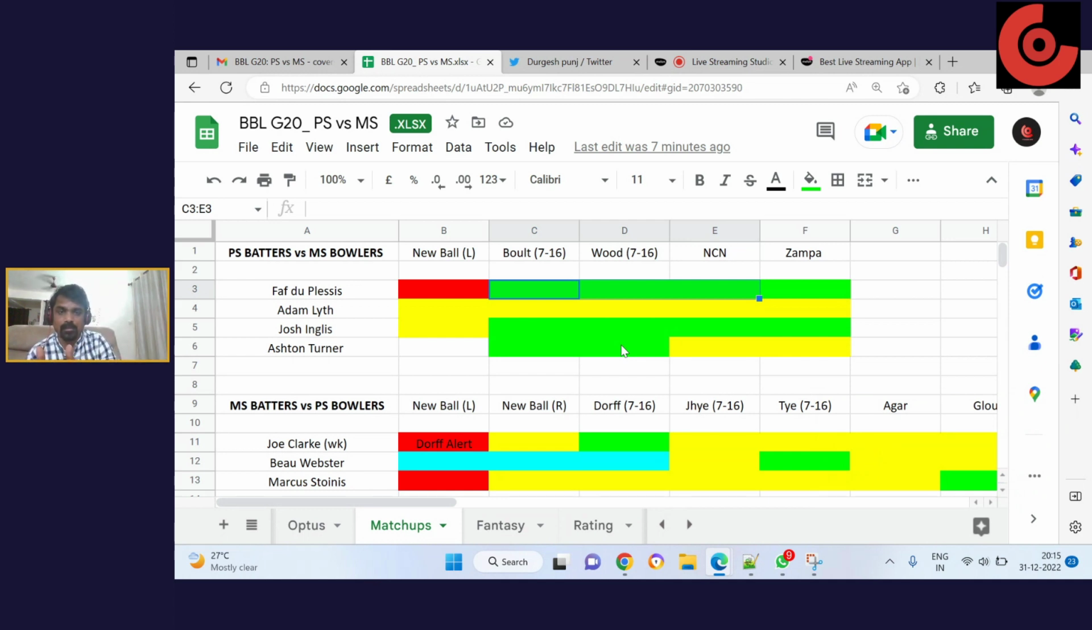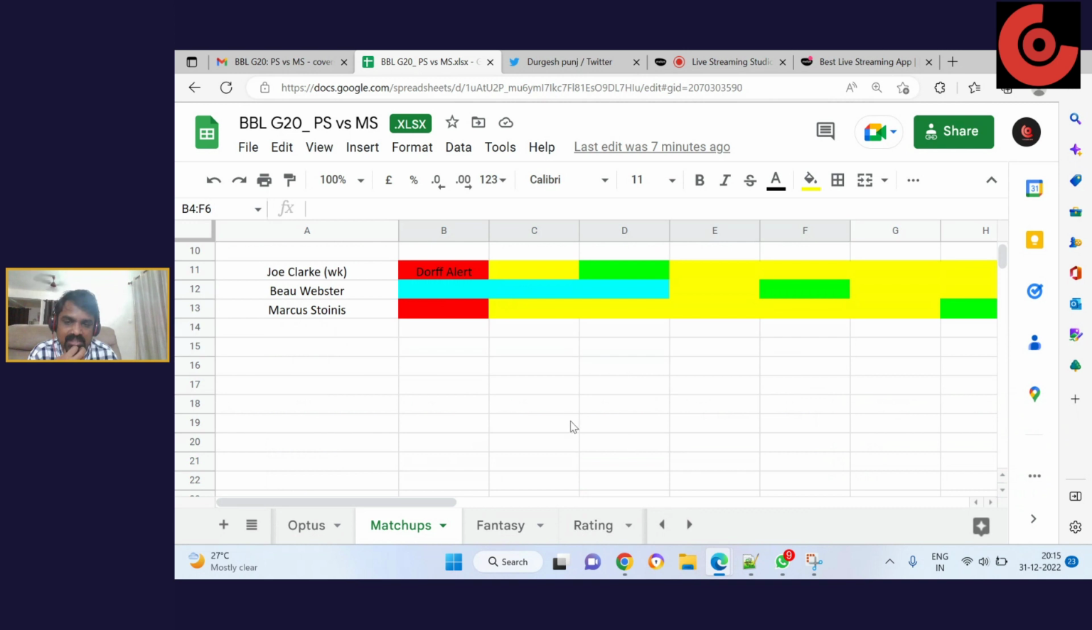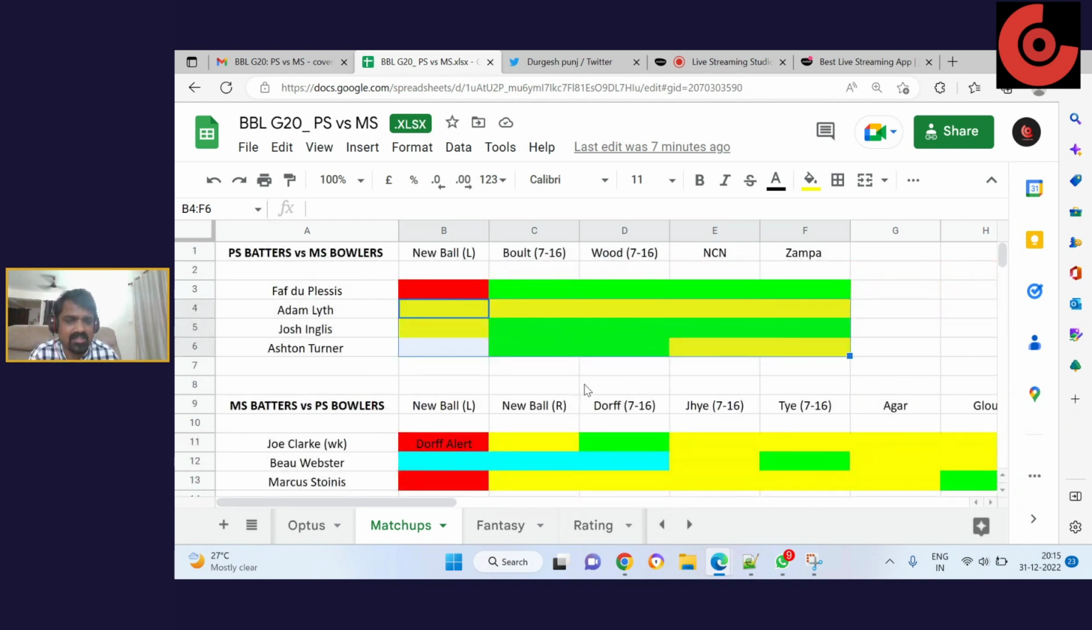I just want to know how good Faf du Plessis is against left arm new ball pace, because that's what is going to decide how well he's going to do against a team that has two left arm pacers in the opposition. So that's why we have made a lot of intelligent splits, and these are not normal matchup stats that you normally see. They are adjusted to conditions.